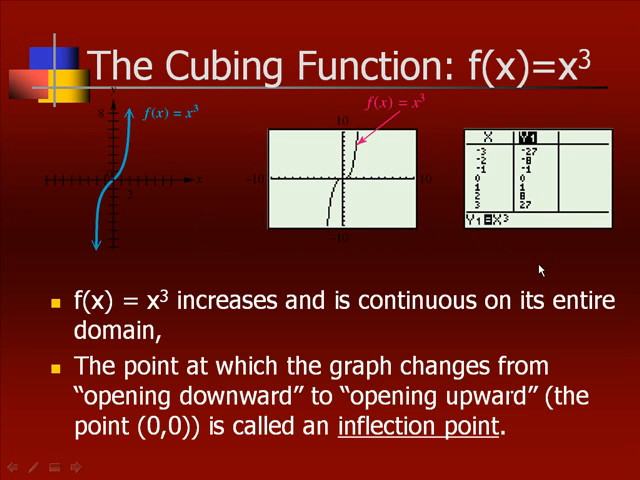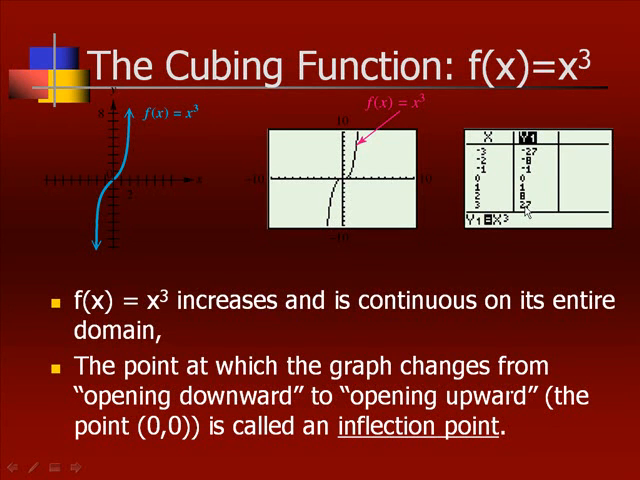Now let's talk about the third function, the cubing function. That is, f of x is equal to x to the third power. And if you graph this on your calculator, you're going to get this graph right here, the middle graph. If you do the table, that just shows you if you plug in -3, you get -27. If you plug in -1, you get -1. If you plug in 2, you get 8, and so forth.